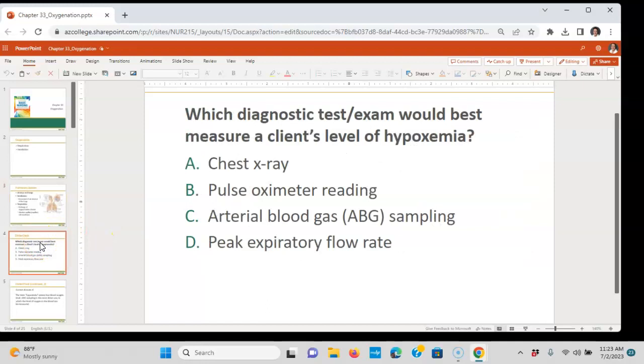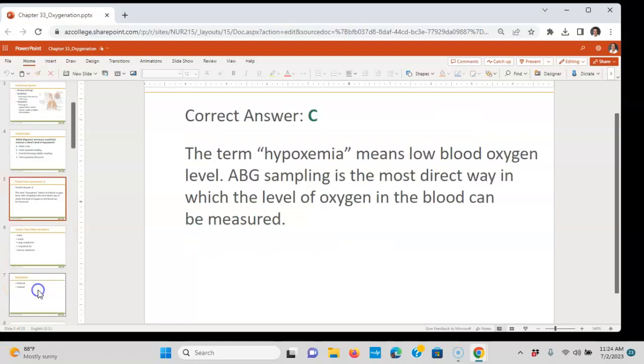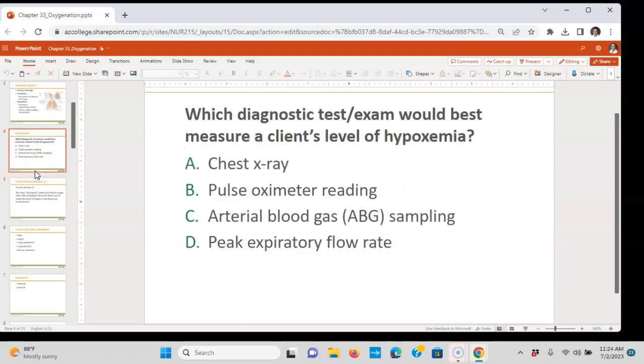Which diagnostic test or exam would measure a client's level of hypoxemia? Hypoxemia, what do we use? Measure the level of hypoxemia, meaning oxygen level. That would be a pulse ox. A pulse ox would help us determine their level, but ABG would be better, right? So they're trying to trick you there. Hypoxemia, not oxygen level. Oxygen level is your pulse ox.